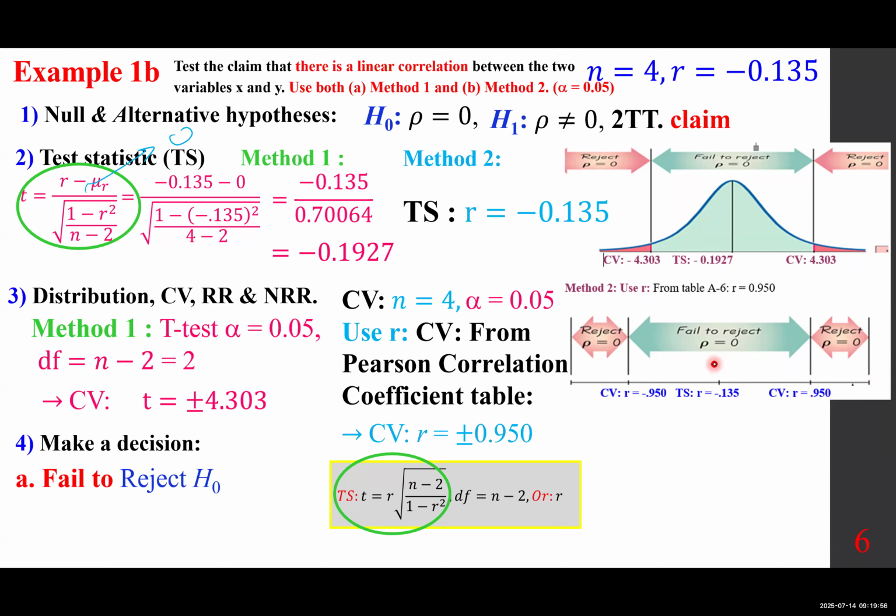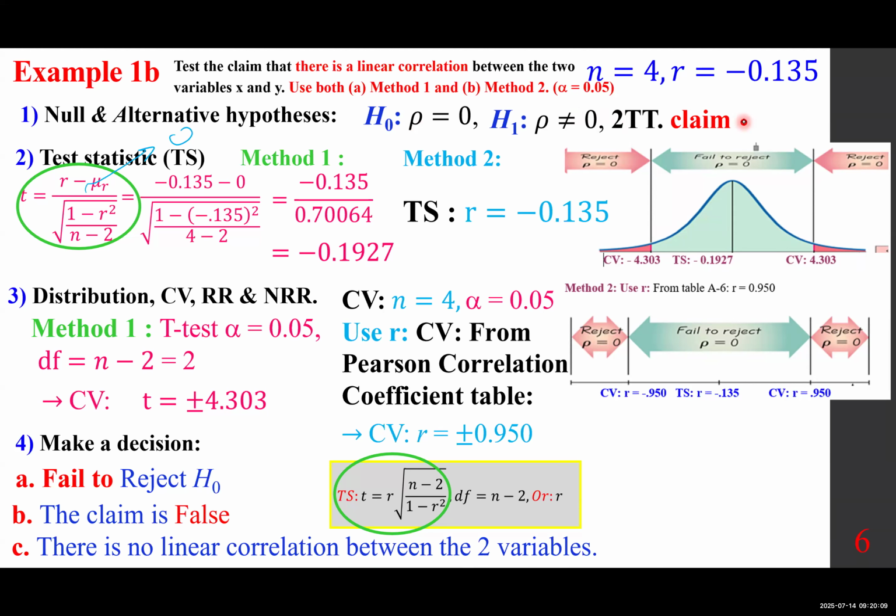Fail to reject H0. So if you're not rejecting H0, what are you rejecting? H1. So the claim becomes false. What does it mean? There is no linear correlation between the two variables. That's what it means.